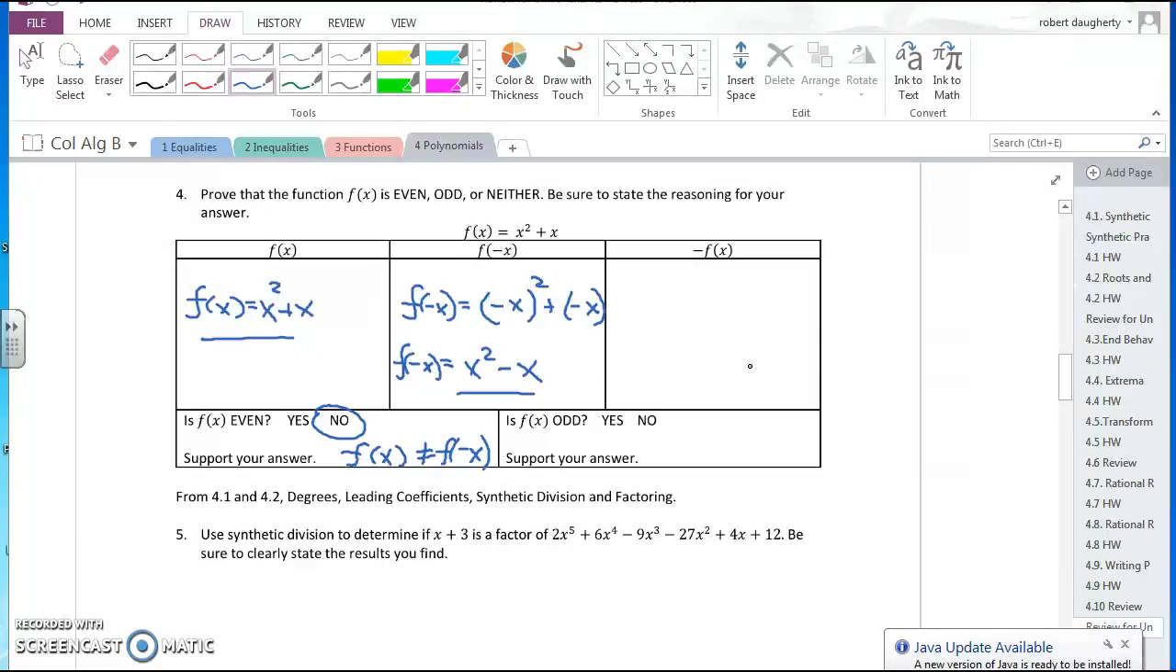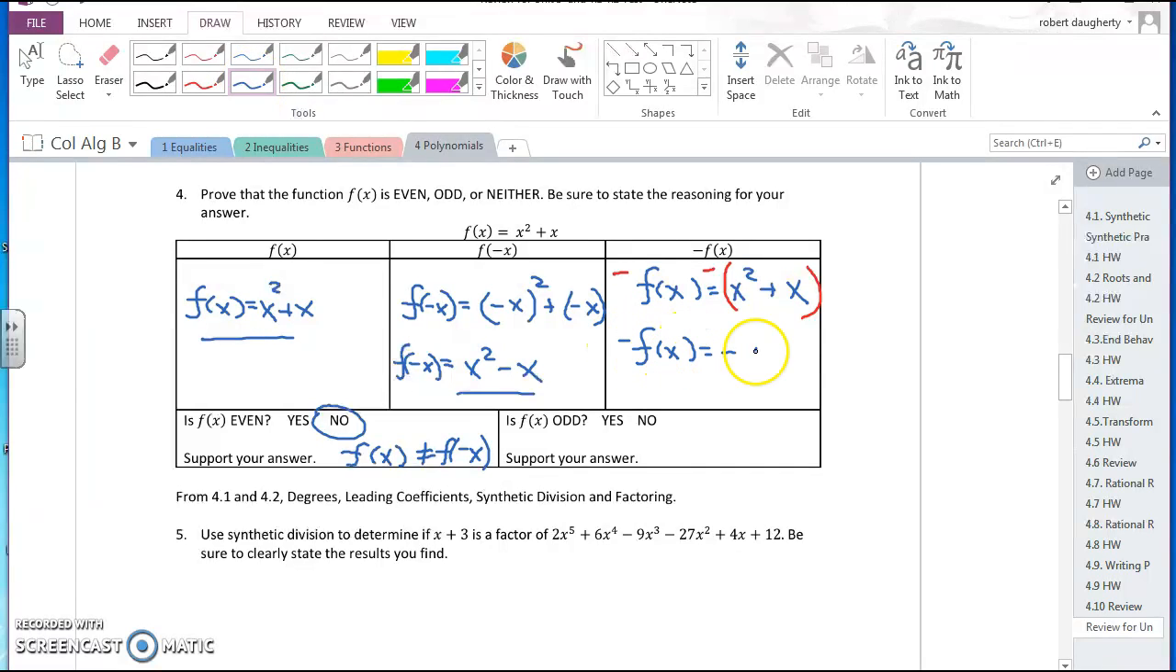Now let's find out what negative f of x is. If f of x is equal to x squared plus x, to find negative f of x, that's just a negative in front of both sides of that equation. So negative f of x is equal to negative x squared minus x. Now you see that the second two columns do not match. This is not an odd function because f of negative x does not equal negative f of x. So this is neither even nor odd. Okay, let's take a break and we'll come back and finish this up.